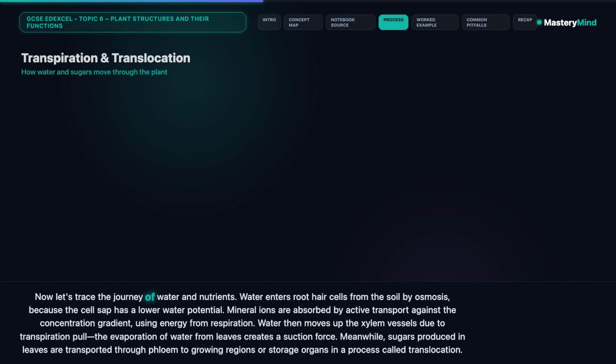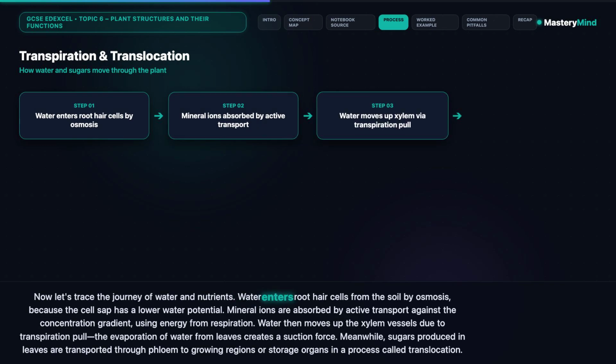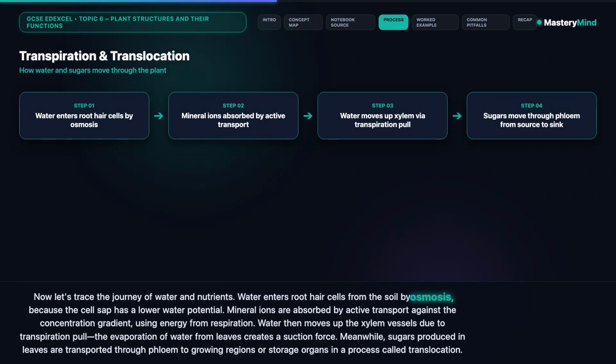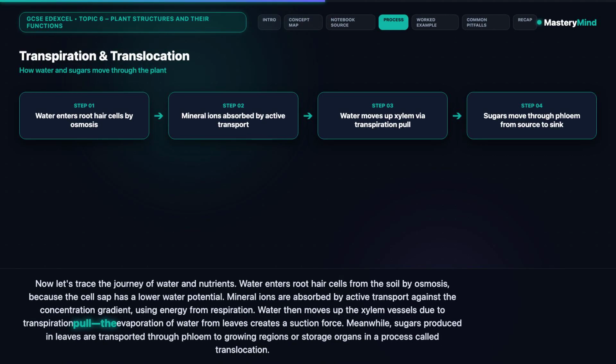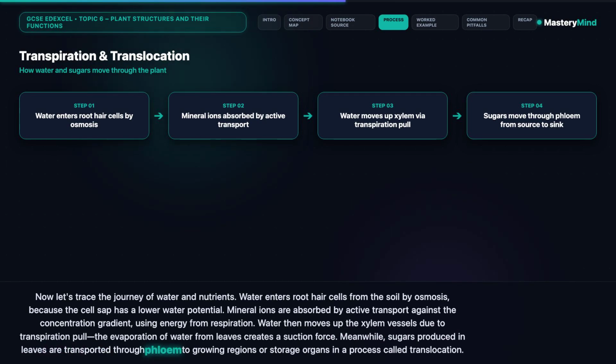Now let's trace the journey of water and nutrients. Water enters root hair cells from the soil by osmosis, because the cell sap has a lower water potential. Mineral ions are absorbed by active transport against the concentration gradient, using energy from respiration. Water then moves up the xylem vessels due to transpiration pull. The evaporation of water from leaves creates a suction force. Meanwhile, sugars produced in leaves are transported through phloem to growing regions or storage organs in a process called translocation.